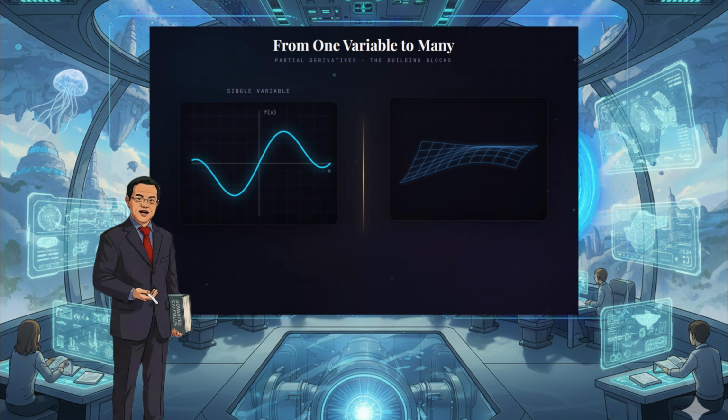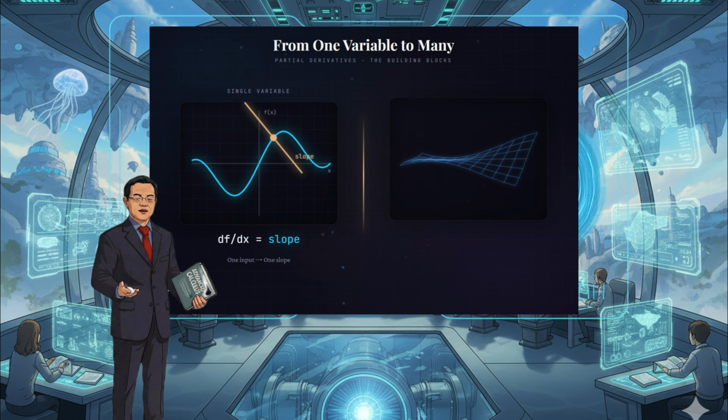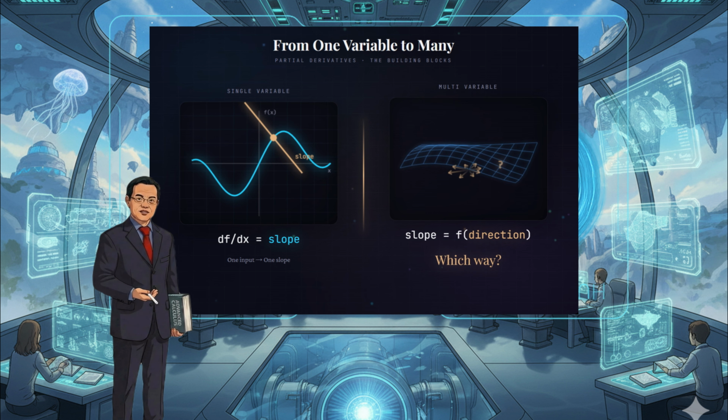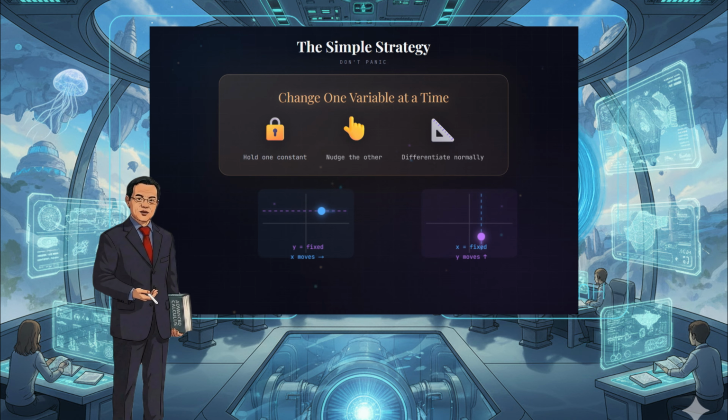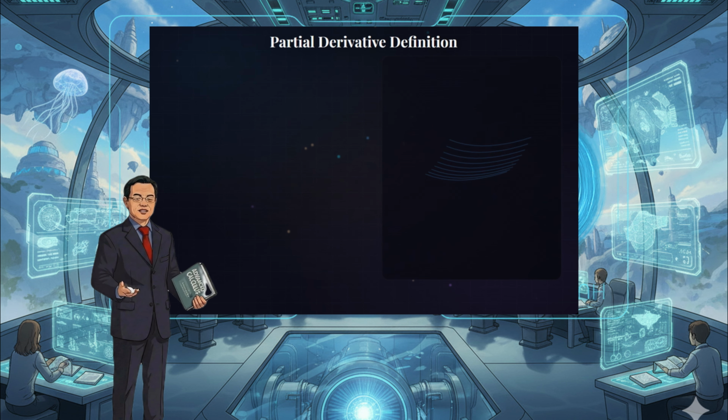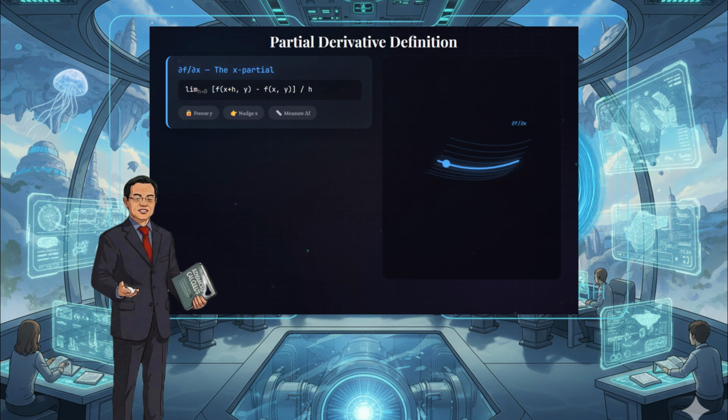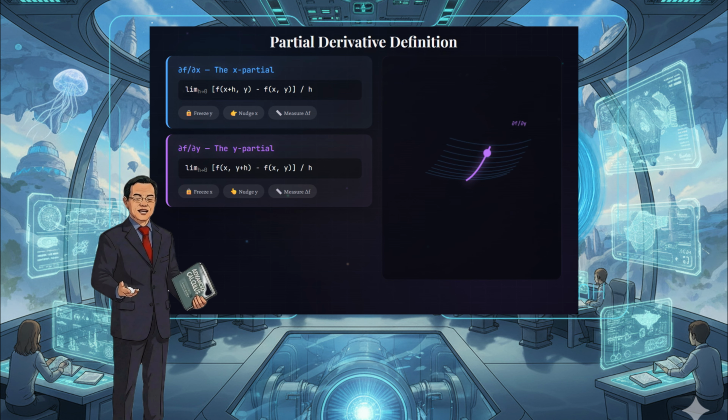In single variable calculus, the derivative is just slope. But once a function depends on two variables, slope depends on direction. So the question becomes, which way am I moving? Instead of panicking, we do something simple. Change one variable at a time. Hold the other variable constant and differentiate like normal. On screen, you'll see the definition. Here's the meaning. To get the x partial, freeze y, nudge x, and measure how the output changes. To get the y partial, freeze x, nudge y, and measure how the output changes.